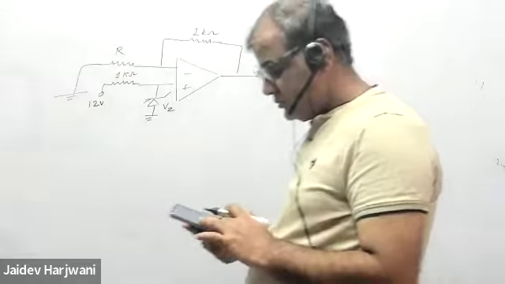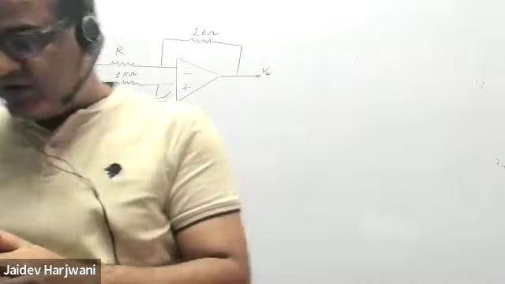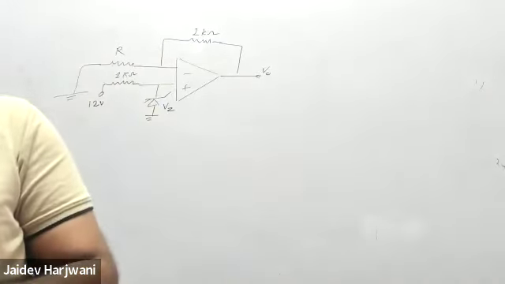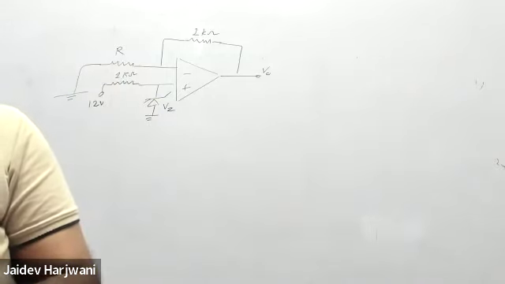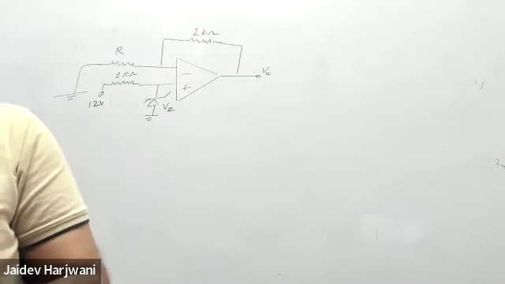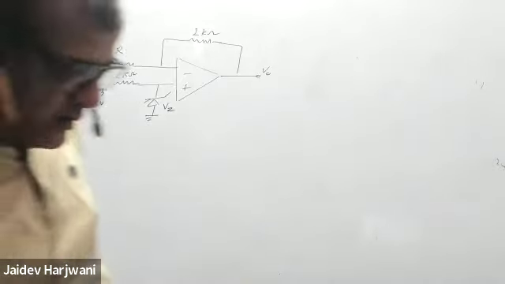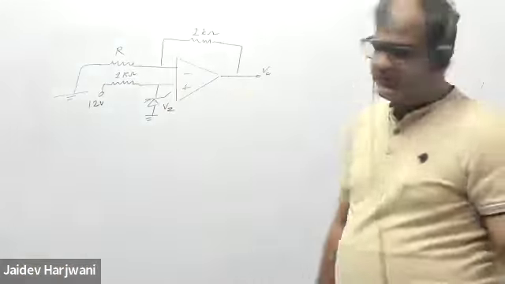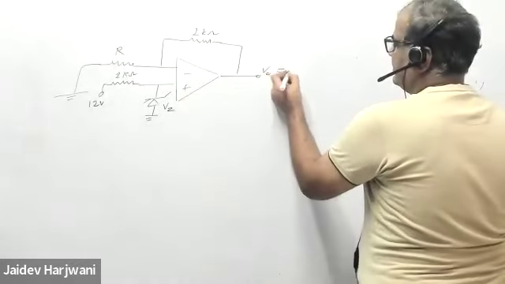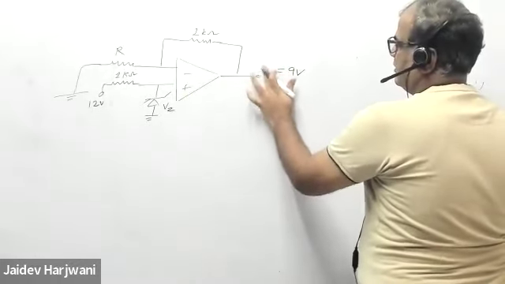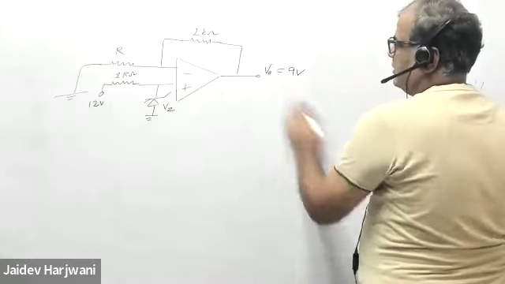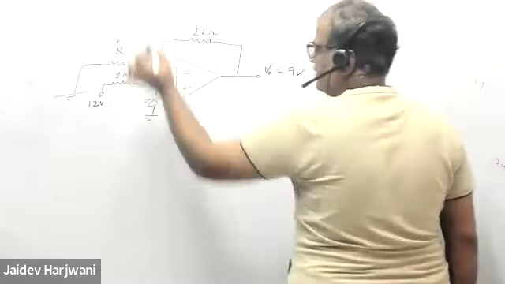Okay, so the op-amp is given with a Zener diode in the circuit. The value of resistance R in kilo ohm for obtaining regulated output V naught equal to 9 volt is. So the output is given as 9 volt here. You're asking what is the value of R.